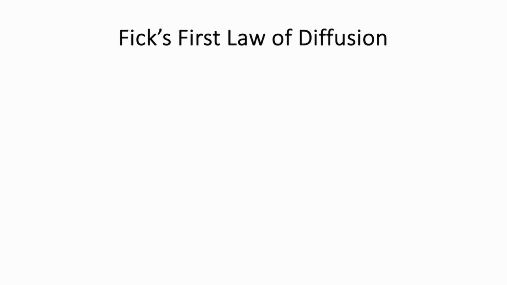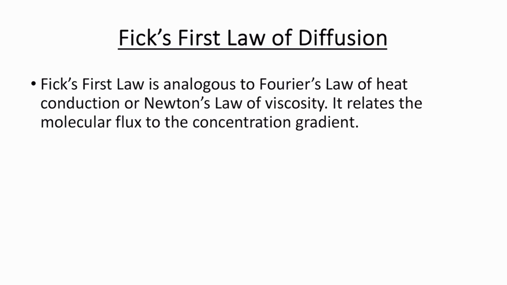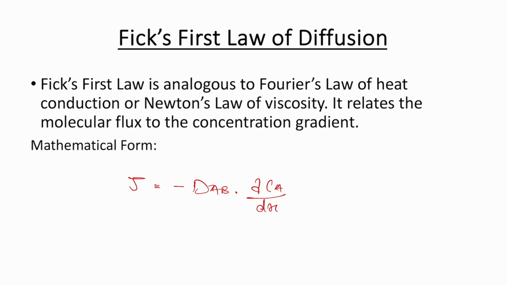Now we will see Fick's first law of diffusion. Fick's first law is analogous to Fourier's law of heat conduction or Newton's law of viscosity. It relates the molecular flux to the concentration gradient. Now we will see the mathematical form of Fick's law. J, which is molar flux, is equal to minus diffusivity times the concentration gradient. Here the negative sign indicates that diffusion occurs down the concentration gradient.